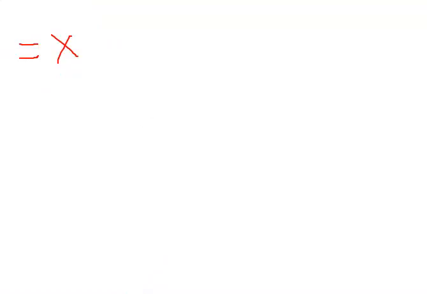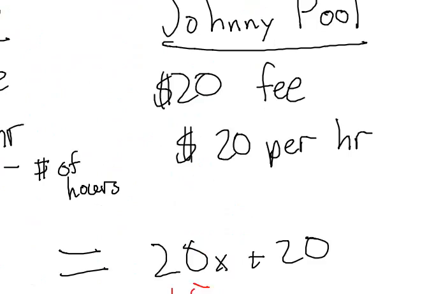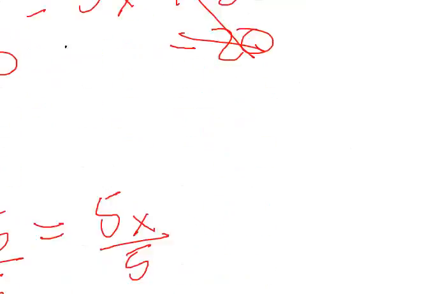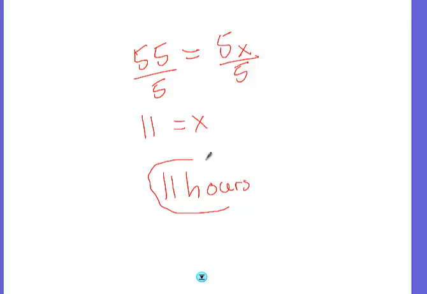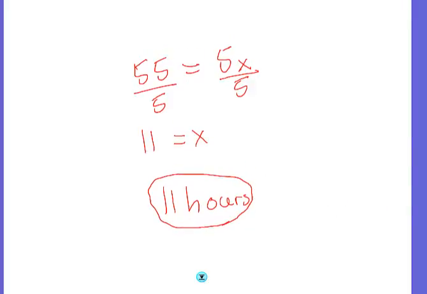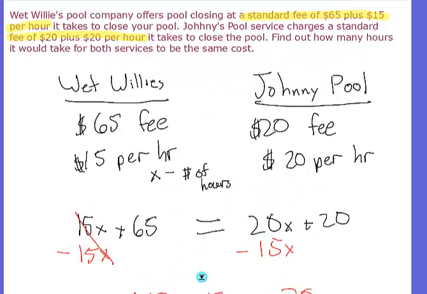Again, this is a word problem, so we have to find out what is it asking us. We want to find out how many hours it would take for both pool services to cost the same. So x equals 11, but your correct answer is 11 hours. Okay? So that's how long it's going to take for both pool services to be the same. That's your answer, 11 hours.